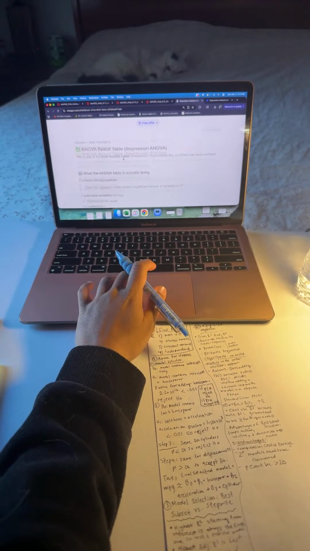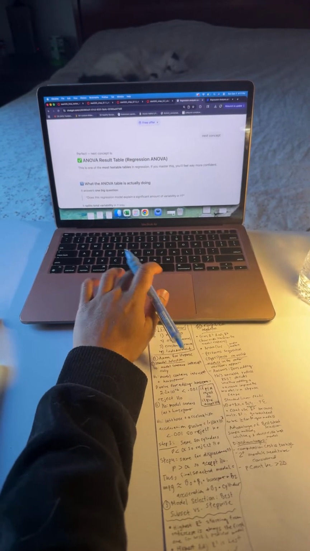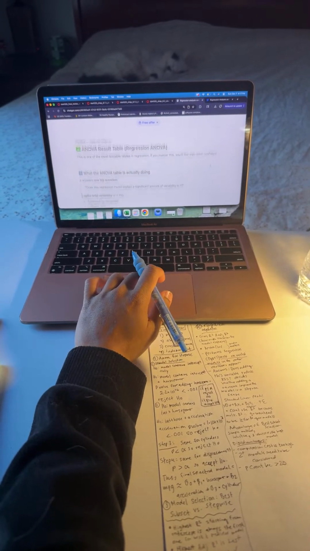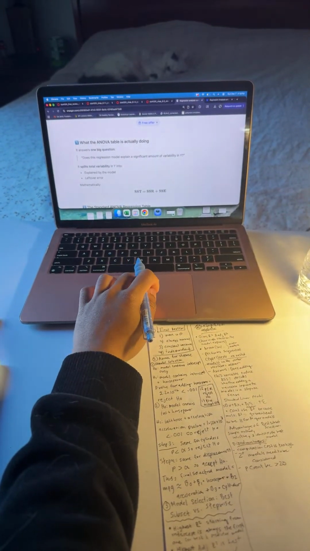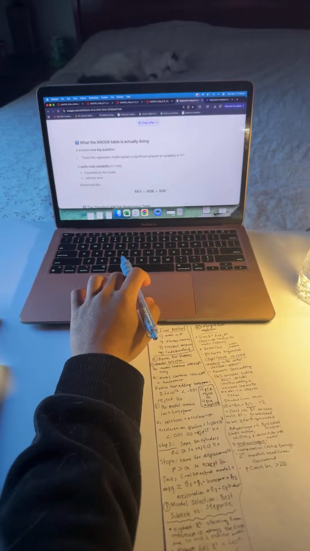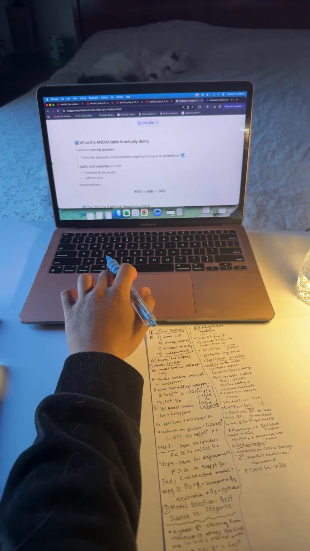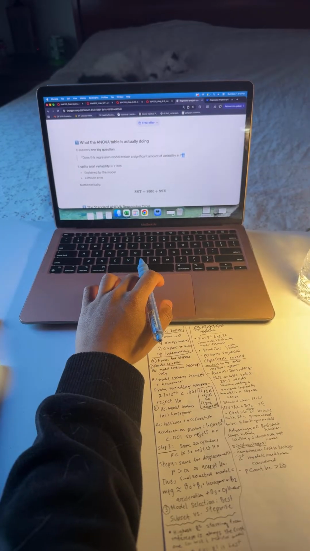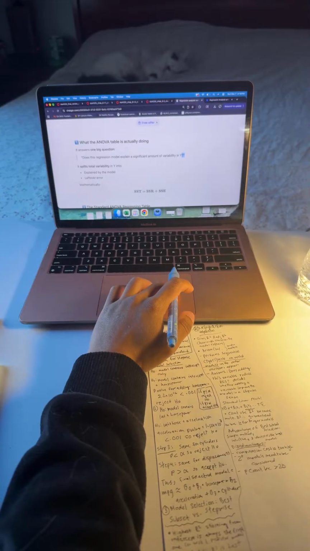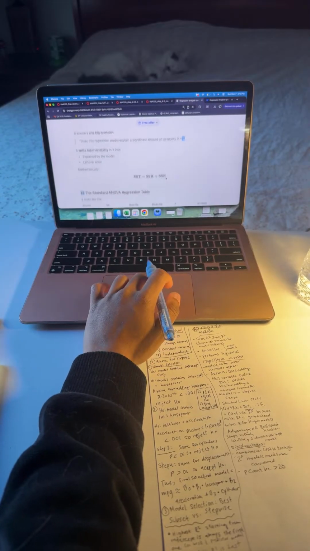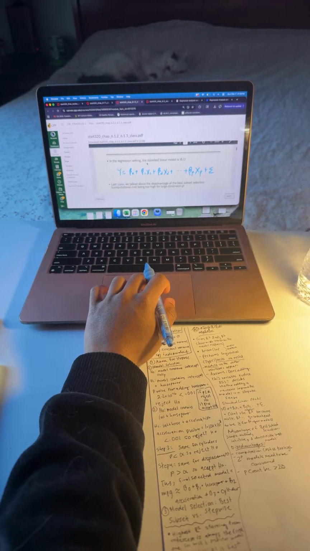So, ANOVA result table, regression ANOVA. It's the most testable table in regression. If you master this, you'll feel way more confident. I hope so. What is the ANOVA table actually doing? The answer is one big question: does this regression model explain a significant amount of variability in y? It splits total variability in y into explained by the model and leftover error. Mathematically, what? Should I read this first?